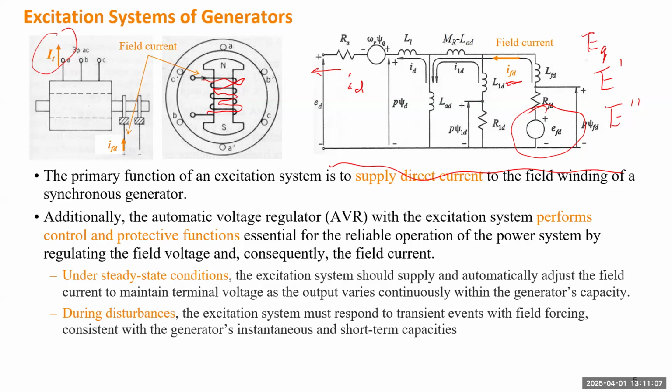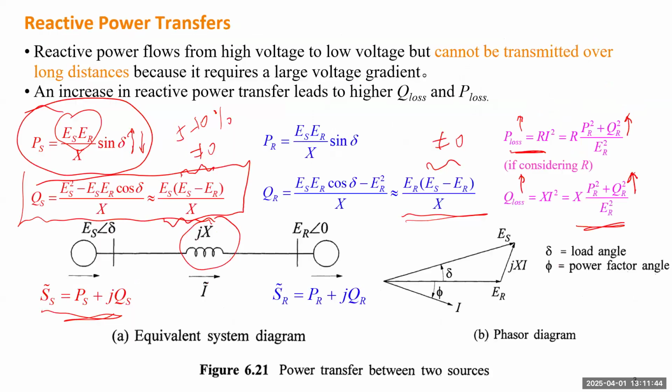During disturbance, the excitation system will be very critical because it needs to respond to the transient events with field forcing consistent with generator instantaneous and short-term capacity. When we move to the stability sections, we'll introduce some cases in which we need an excitation system to enhance the stability of the system. The very simple reason why the excitation control system is very critical for stability is we still need to go back to this formula.